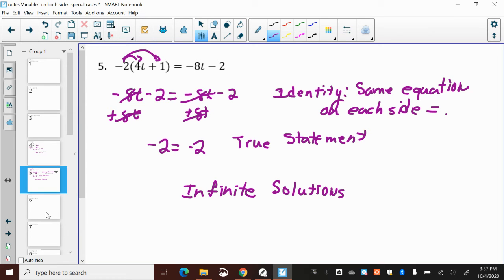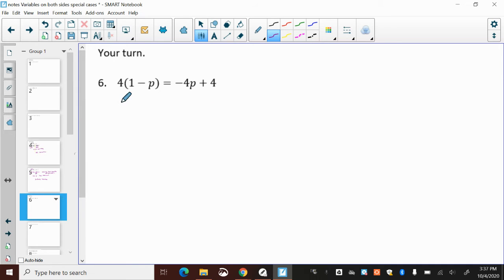Normally I don't do the your turn, but this is so short. I'm going to go ahead and do those just so you can get another example. Let's switch over to green. All right, distributing. 4 times 1 is 4. 4 times minus p is minus 4p. That equals minus 4p plus 4.